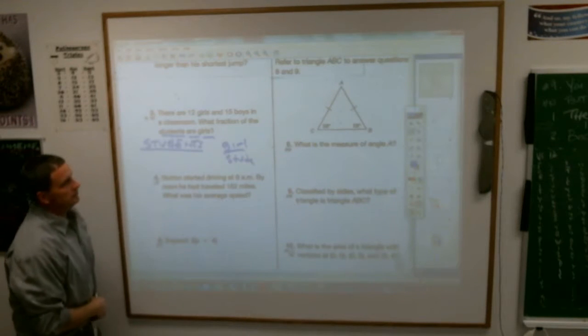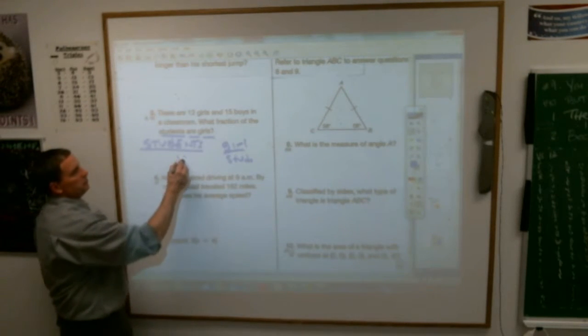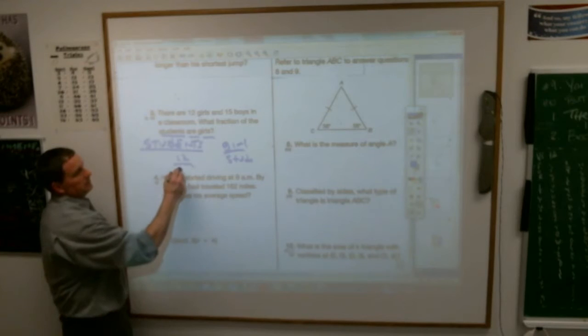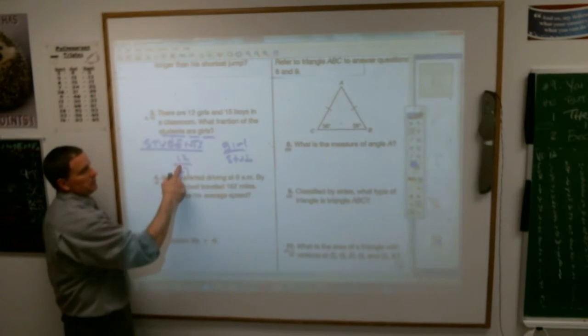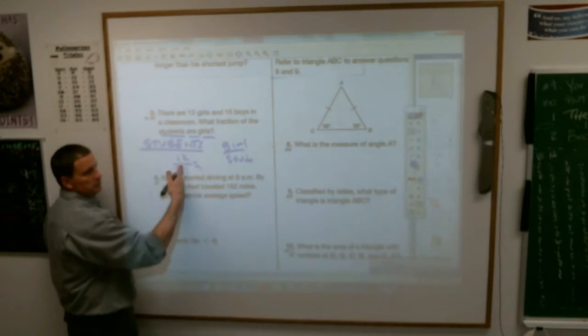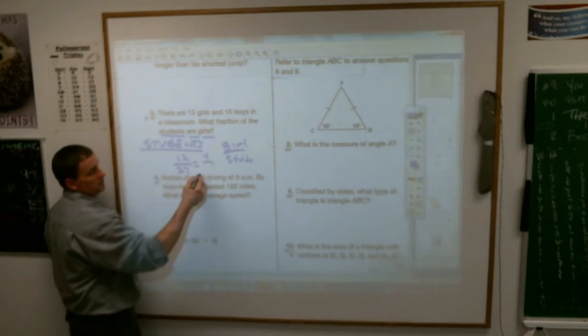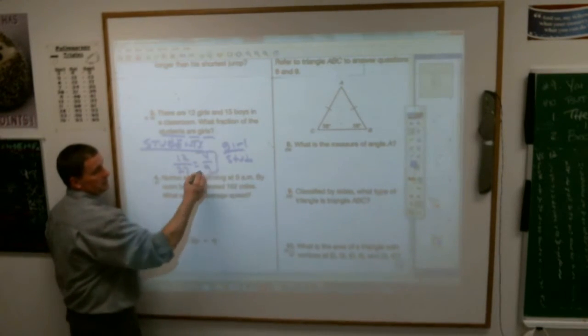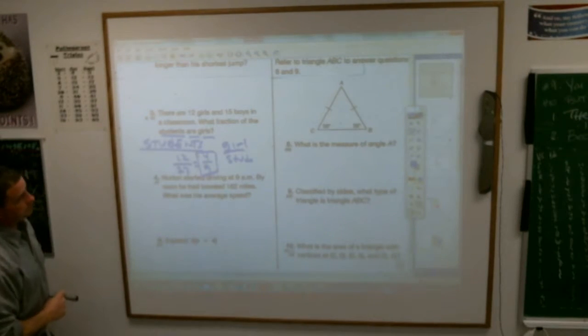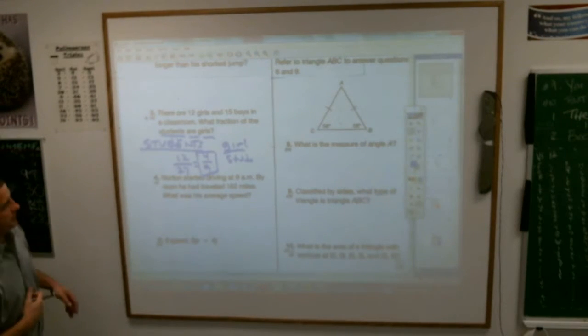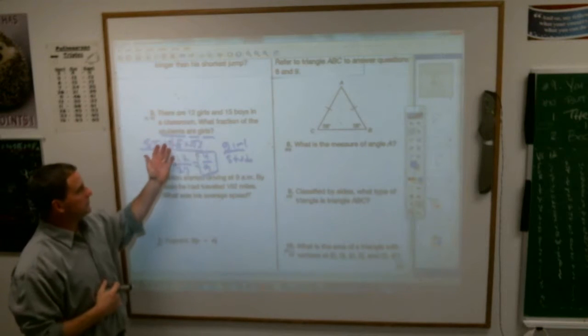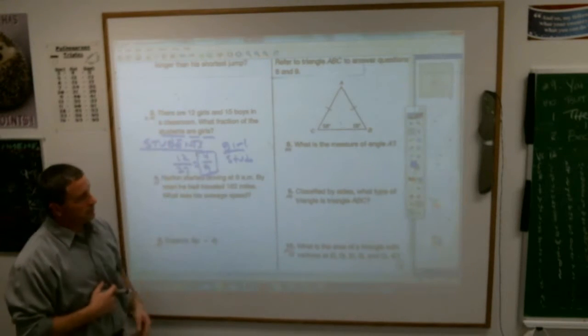How many girls are there? How many students are there? So that's what fraction of the students are girls, which is, reduce it, maybe that's what you did wrong. 3 goes into 12 4 times, 3 goes into 27 9 times, 4 ninths. This wasn't asking for proportions, it didn't say proportion of students to girls, it said what fraction of the students are girls.